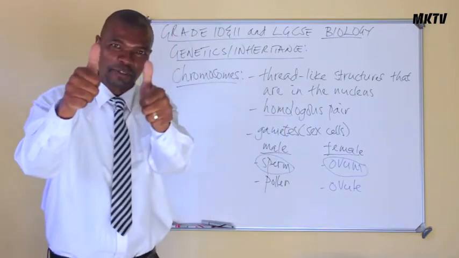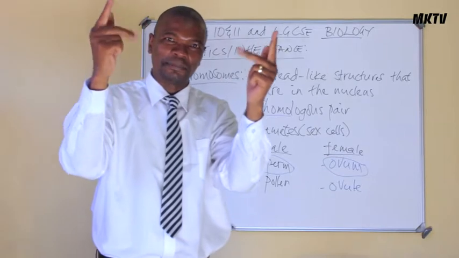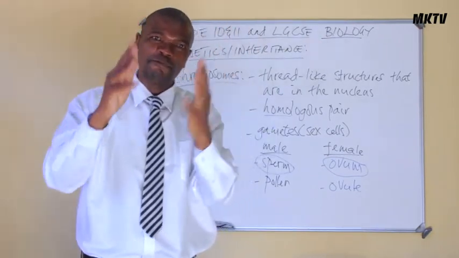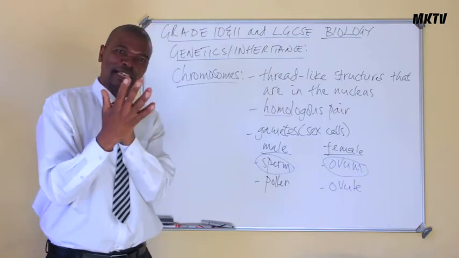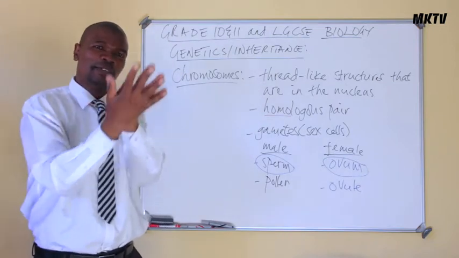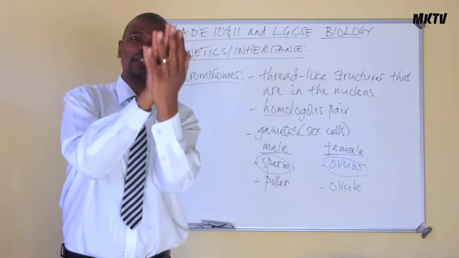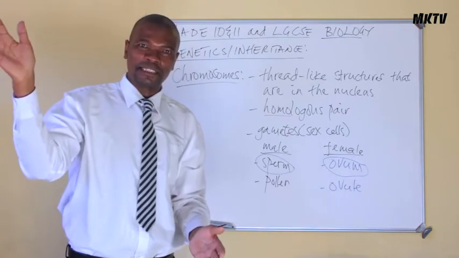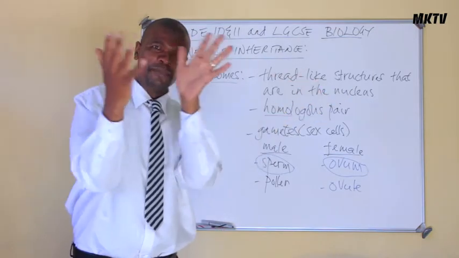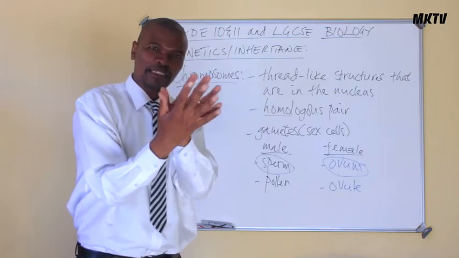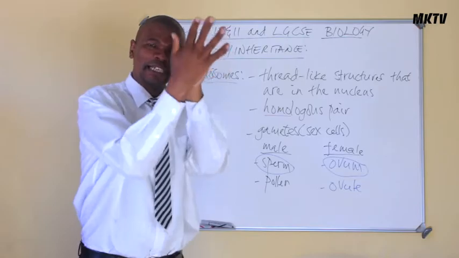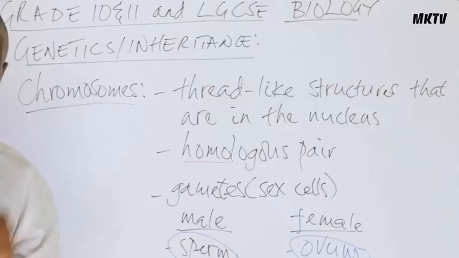So this is the first homologous pair, the second homologous pair, the third one, the fourth, and the fifth for this organism. And how many chromosomes are there for this organism? This organism has got 10 chromosomes. 5 from the sperm, 5 from the ovum. They add up together during fertilization to form what we call a zygote, and then we have got 10 of them. I think we are very clear.